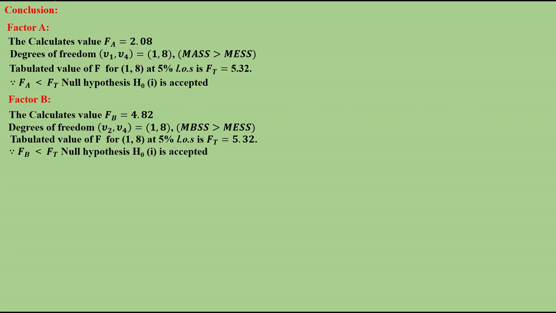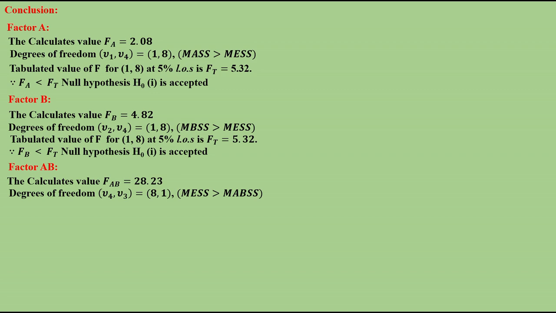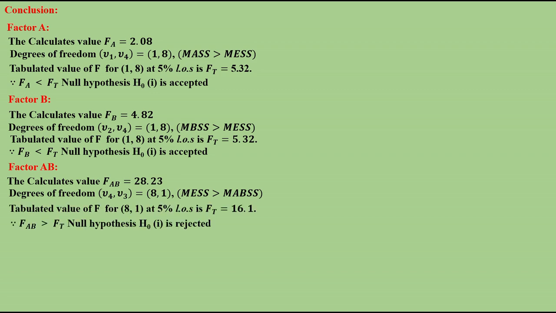Then factor AB: calculated value 28.23, degrees of freedom 1 comma 8, and the tabulated value is 16.1. So in this case the null hypothesis H0 is rejected for AB, because the calculated value of AB is greater than the tabulated value. Thanks.